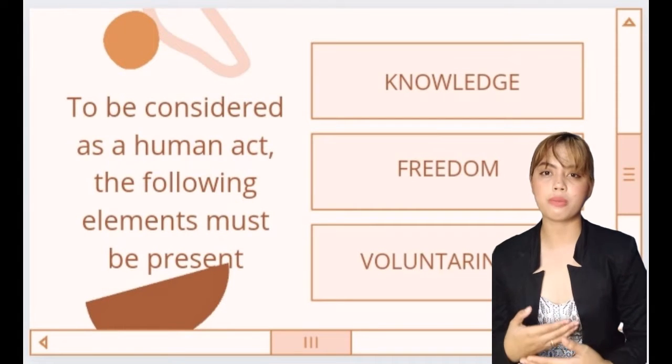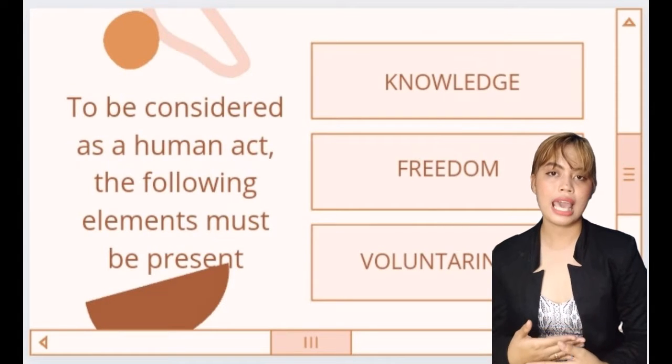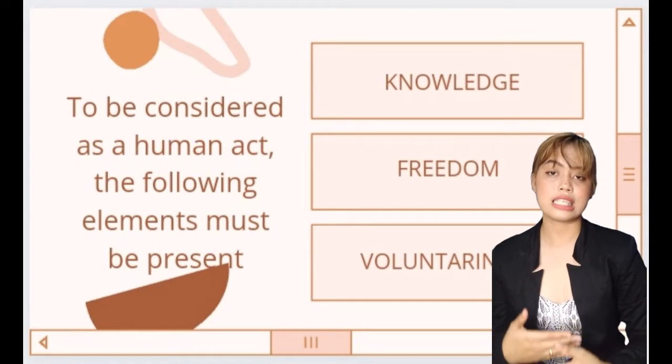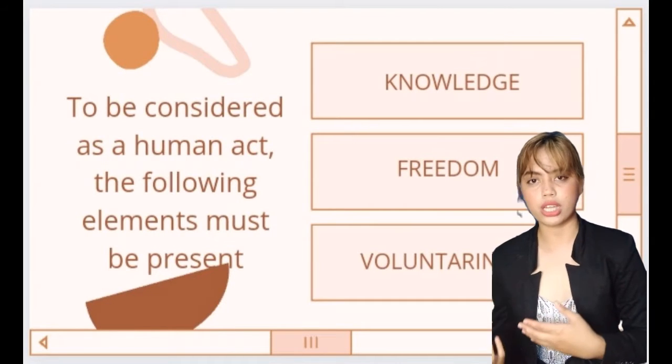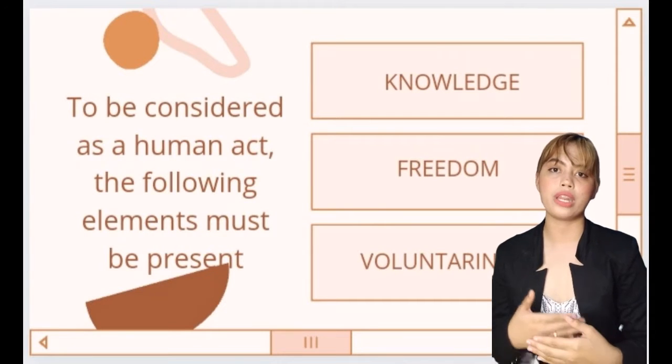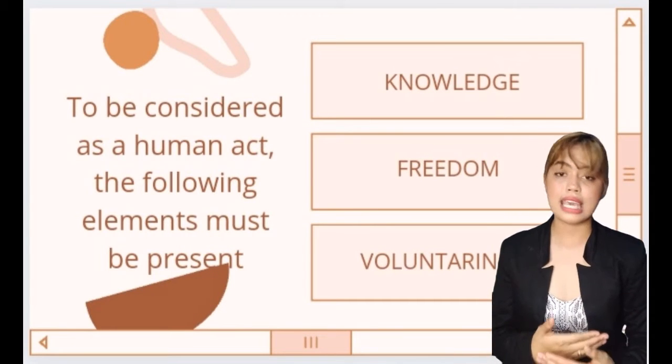It proceeds from the employment of knowledge and freedom, and the agent cannot voluntarily do an act if he does not know it in his intellect. He also cannot voluntarily do it without his freedom. Voluntariness takes place only when knowledge and freedom are present.